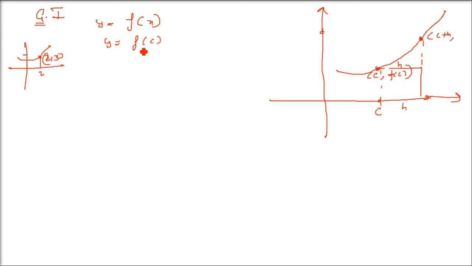And what is the y coordinate? Of course, you put x as c plus h, it will be f(c plus h). This is c, this is h. So this point is c plus h. What is the y point? Of course, put x as c plus h, y is f(c plus h). So now you have the x and y coordinates of both the points.